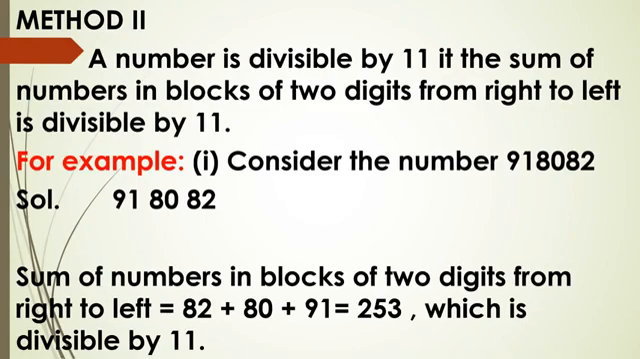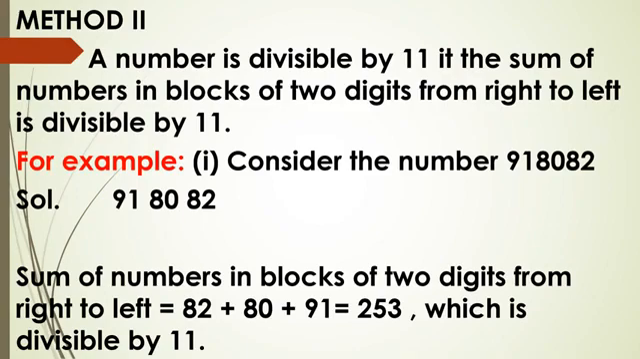Now it is asked to find out the sum of numbers in blocks of 2 digits, okay, starting from right to left. That means 82, which is the first pair, then plus 80, second pair, then third, 91. Add all these three. 82 plus 80 plus 91, which is equal to 253.